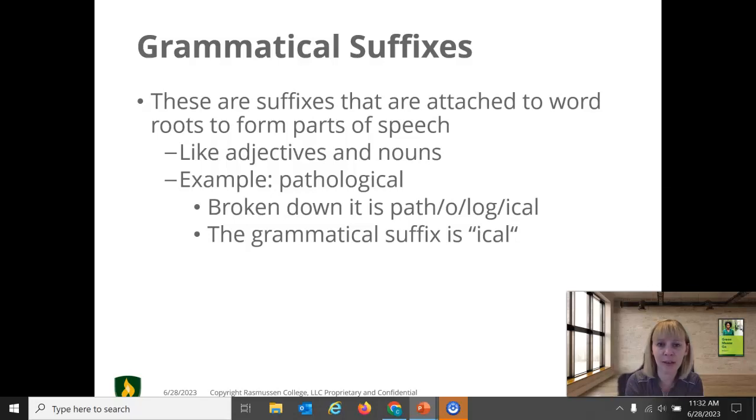We also have some grammatical suffixes, and these are suffixes that are attached to the word root to form parts of speech. So things like adjectives or nouns. So in this example we have here, we have the term pathological. Path is the word root, O is our combining form, and logical, log, is actually the suffix, but we add the ICAL, which is the grammatical suffix for us to say pathological.